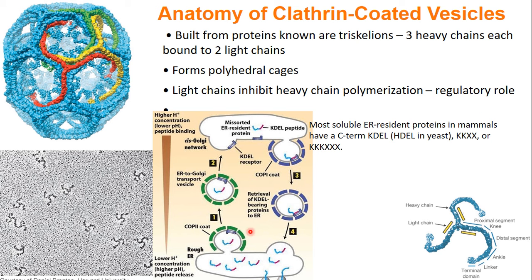And let's say by accident that one of these proteins went to the Golgi. The way they go back is that we have specific receptors that bind to this sequence. And so they'll bind to this sequence on the protein, and a COP1 vesicle will form and then bring it back to the ER. So that is how we can return ER proteins back where they're supposed to be.